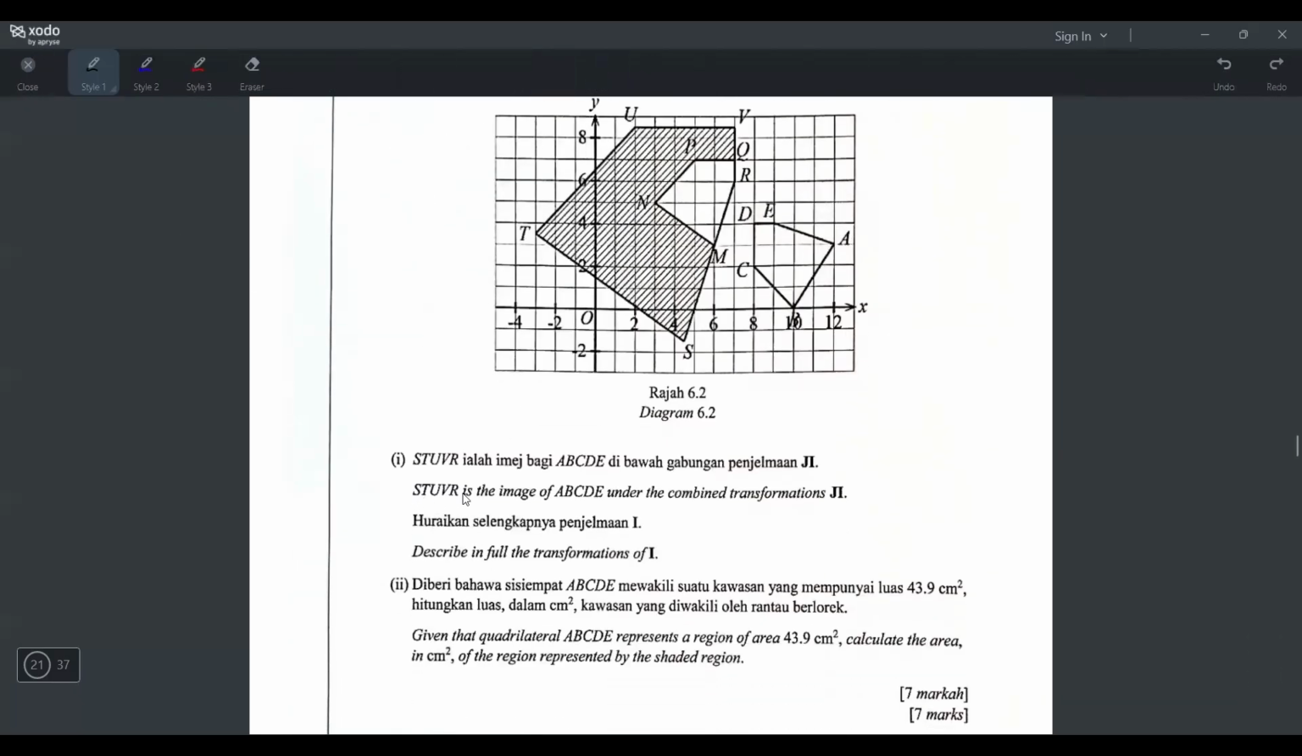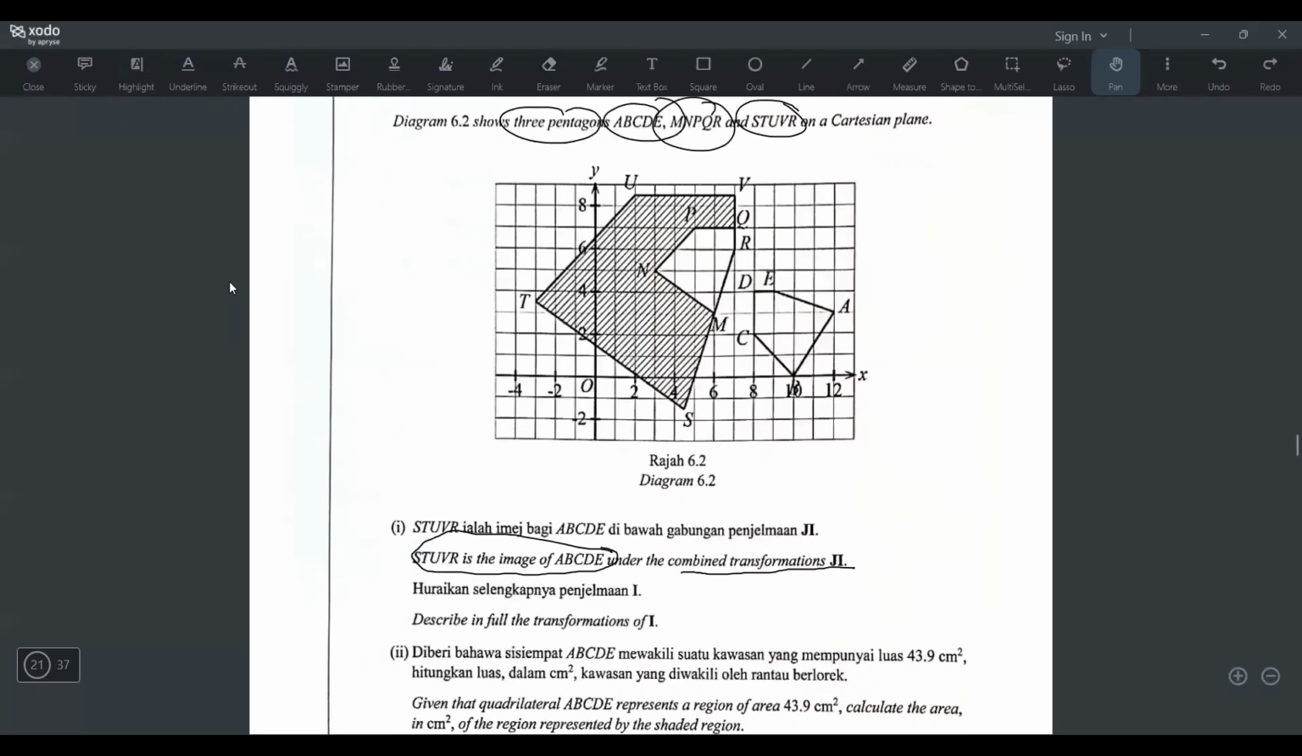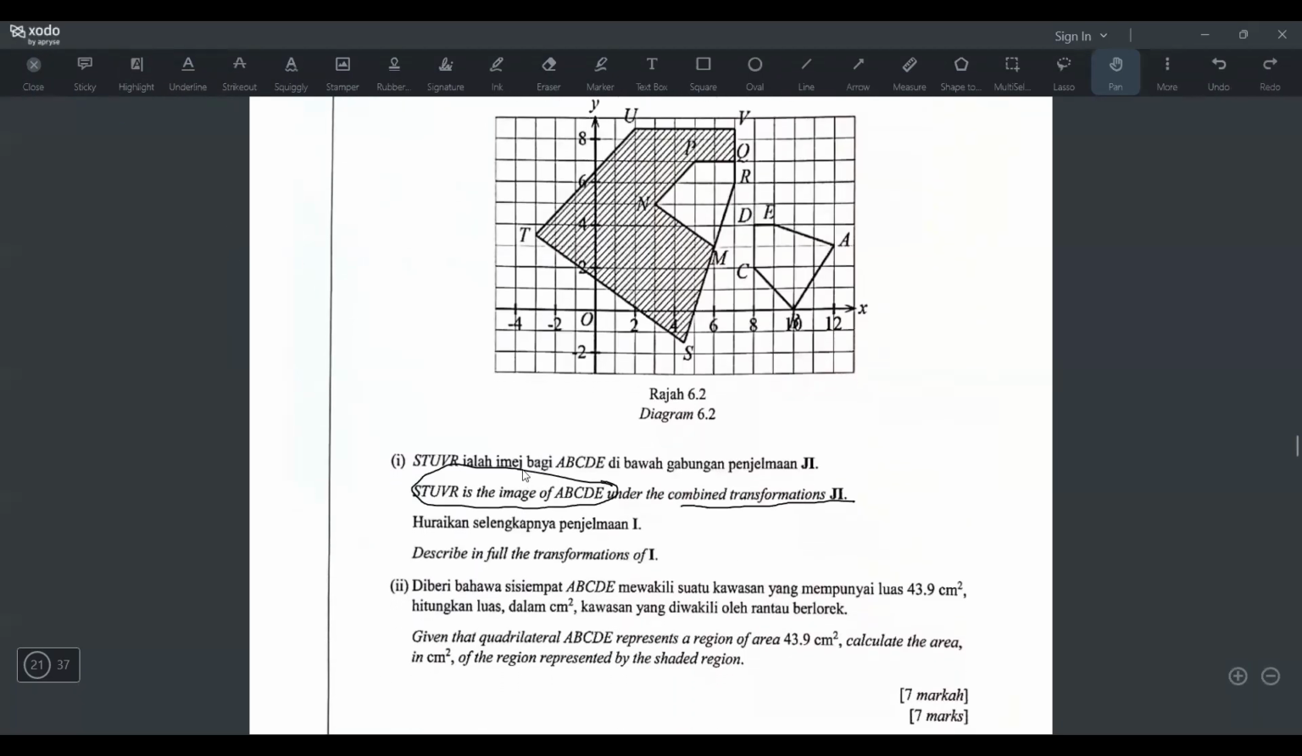Let's keep reading. STUVR is the image of ABCDE under combined transformation JI. This is very important, because if you never read this, then you don't know who's the object and who's the image, and then you can't describe later. So let's write down the arrows first. That's how I teach my students also. In my tuition class, I always say, if they tell you whose image and whose object, you need to write down the arrows. So 2 transformations means 2 arrows.